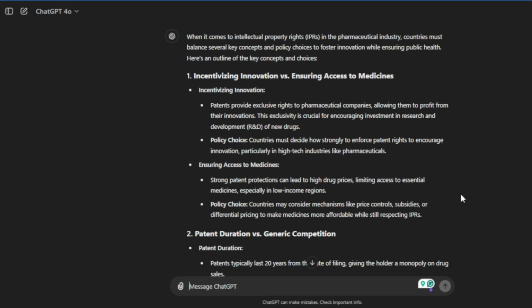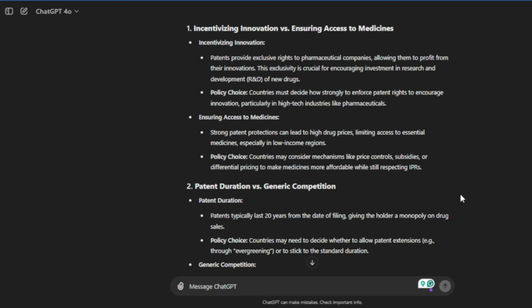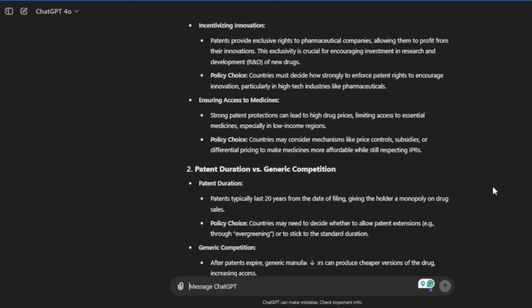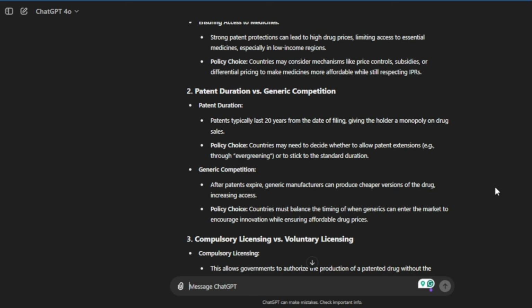As it says, strong patent protection can lead to high drug prices. So the policy choice is that countries may consider mechanisms like price controls or subsidies or differential pricing to make medicines more affordable but still respecting IPRs. Patent duration versus generic competition. Once a patent runs out, you get generics of various drugs. So you have to balance what that is. Is it 20 years, or do you make it 10 years or 15 years? And these are choices that countries have.